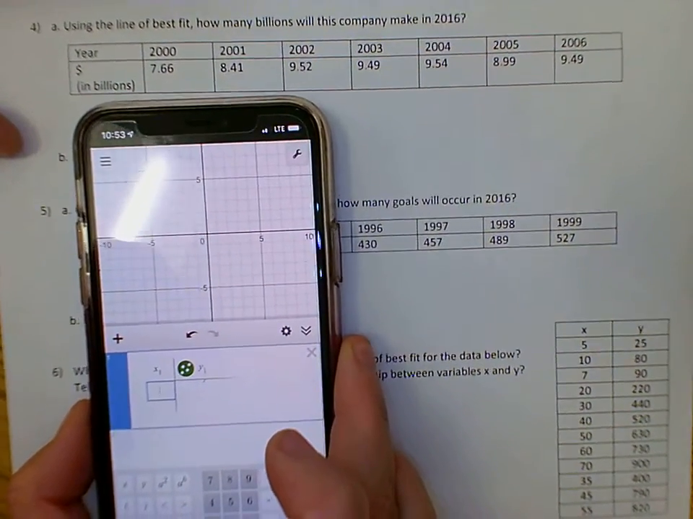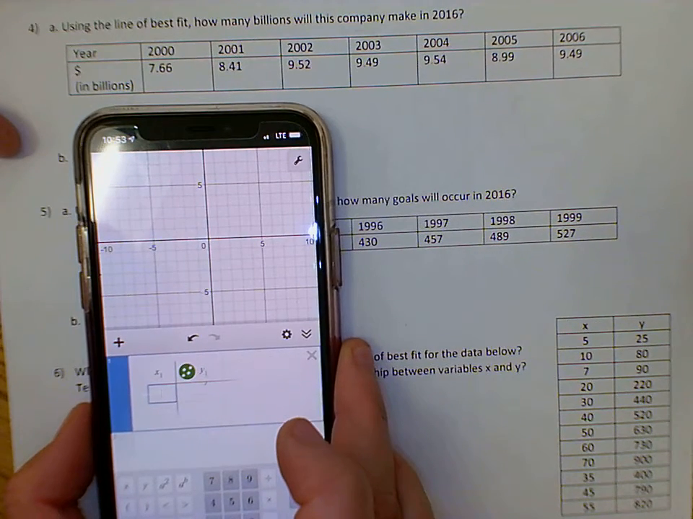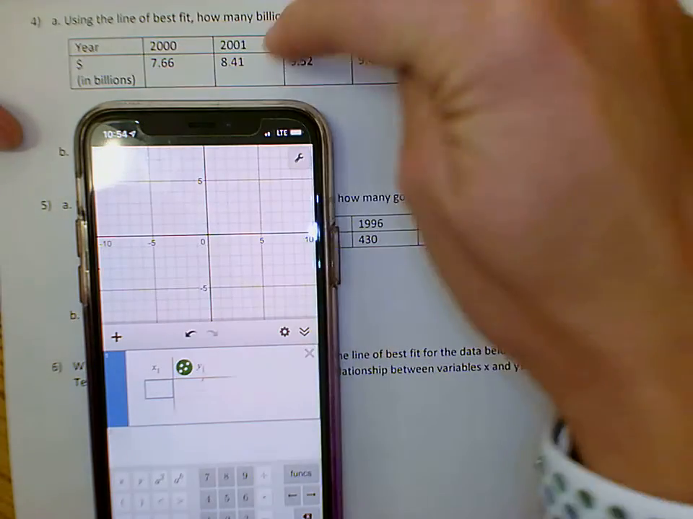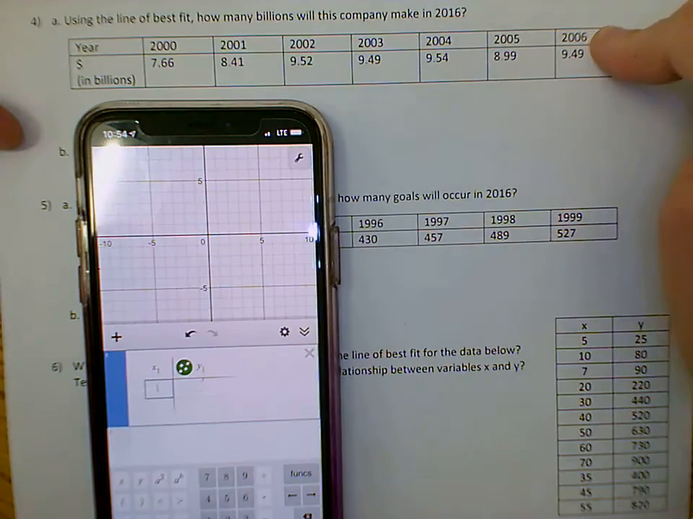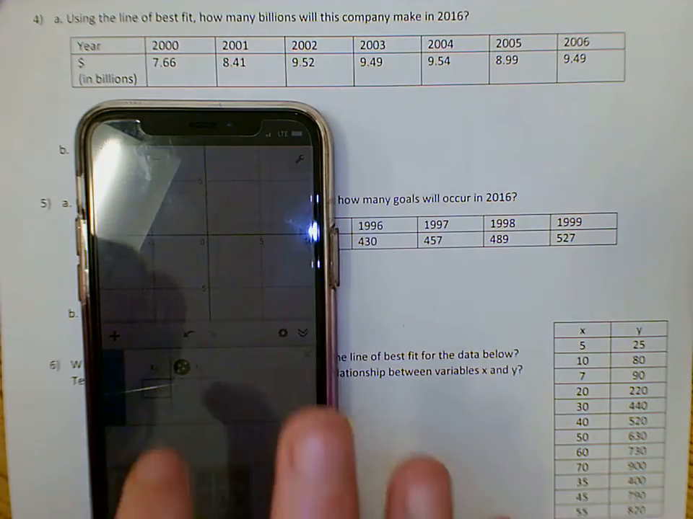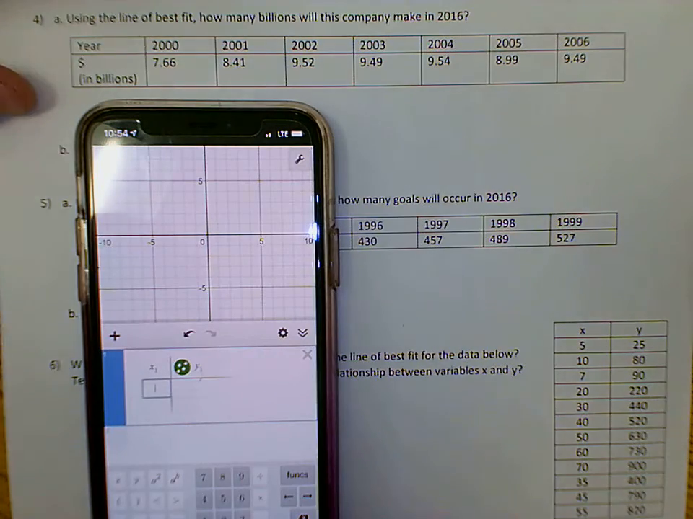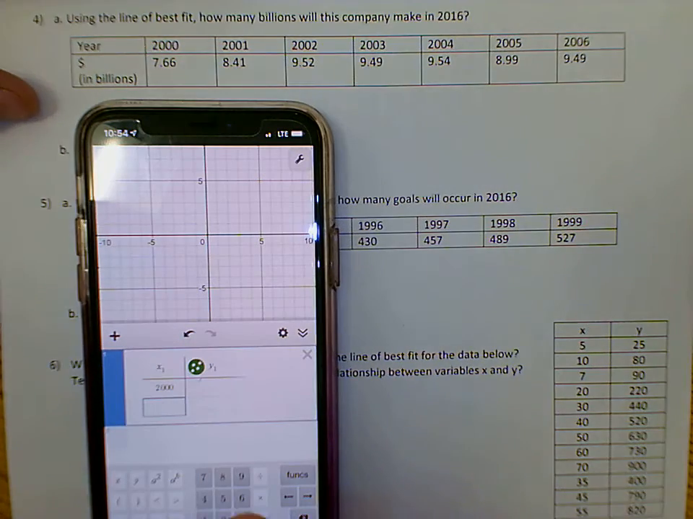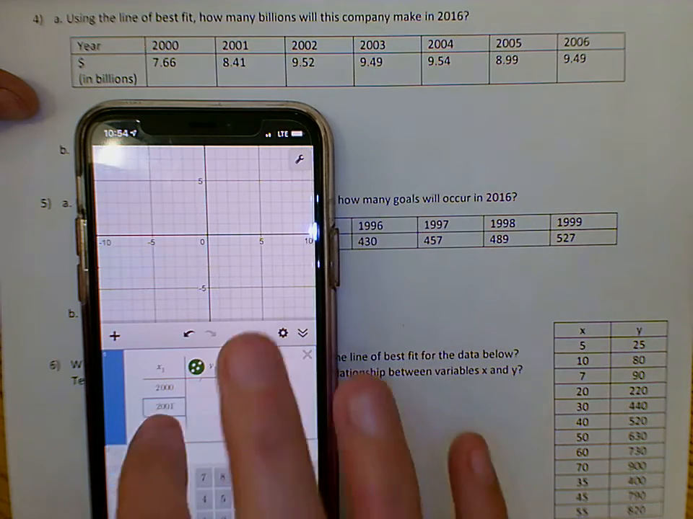So it's not really telling us how to type in our years, so we could actually type in the years as they look, or you could put in a 0, a 1, a 2, a 3, and so forth, and it'll work the same, but when you're making your prediction, you're going to have to type in a different number, okay? So I'm going to type in my data, so we got 2000, and then 2001, and so on and so forth.